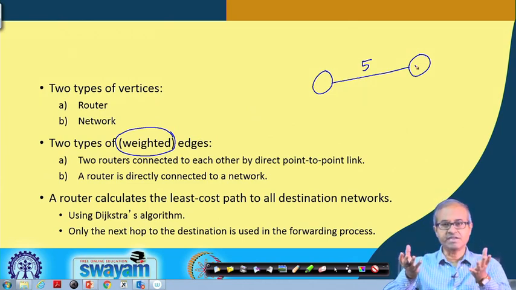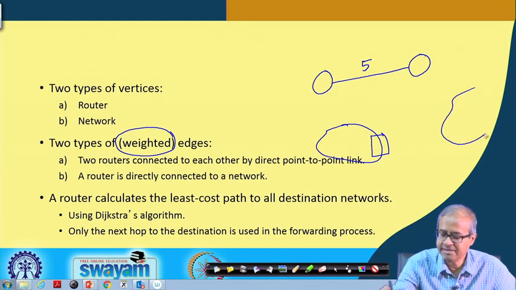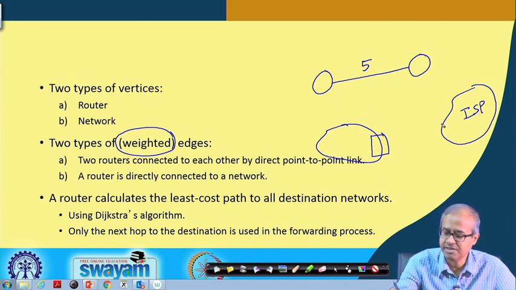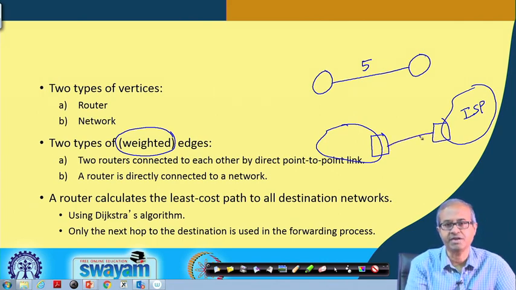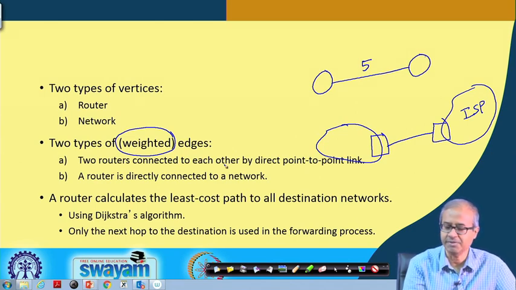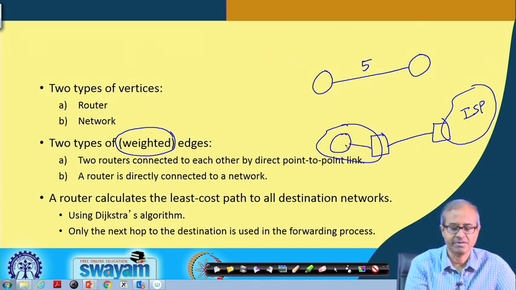Well, when does this happen? Suppose I have an organizational network where there is a router and there is another network, this is my internet service provider from where I have got my internet connection. It can be BSNL, Airtel, whatever. They have a router, and from router to router there is a direct point to point connection. This is the first kind of link. The second kind of link may be where the router is connected to an internal network, like I have a network here, this router is connected to this network. This is the second kind of edge or link.